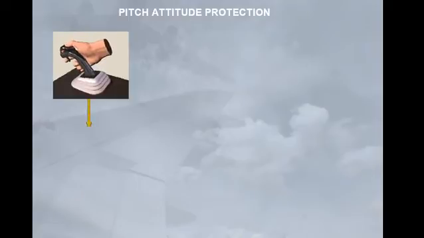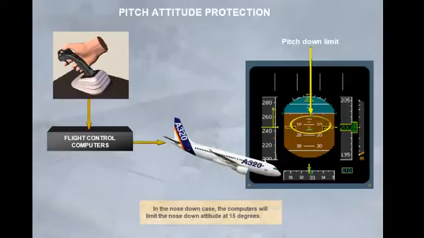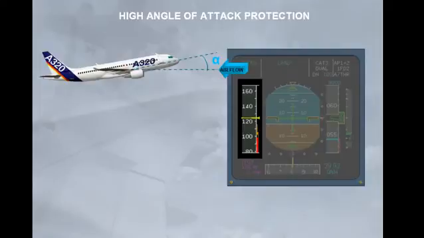In the nose down case, the computers will limit the nose down attitude at 15 degrees. The high angle of attack protection is designed to prevent the aircraft from stalling and to ensure optimum performance in extreme maneuvers such as wind shear or GPWS warning recovery. This protection takes priority over all others.